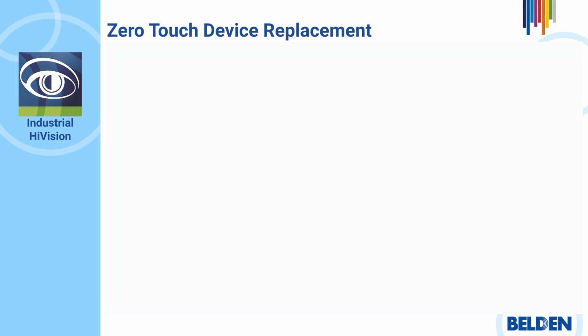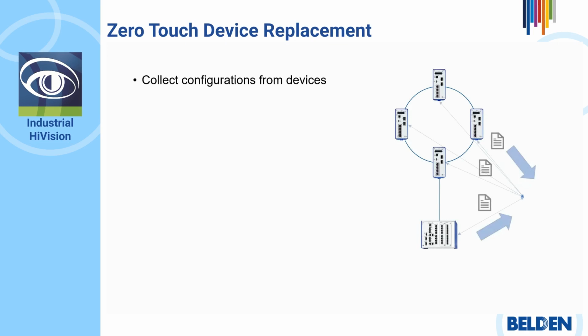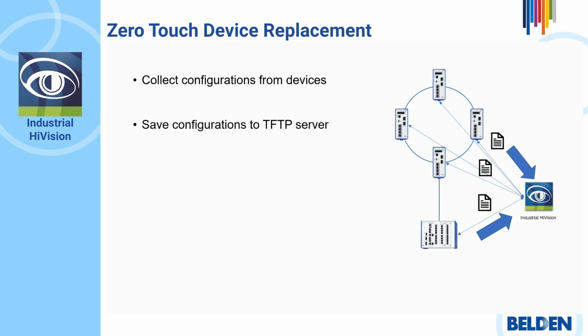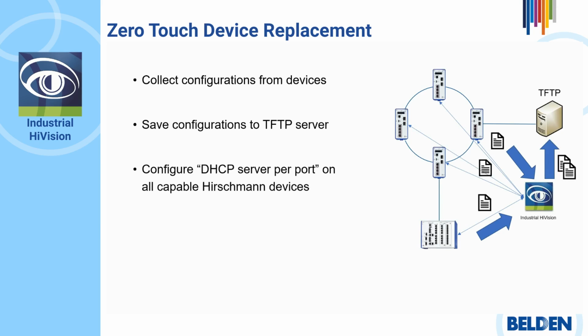After you install devices in your network, you need to collect the configurations from the devices, save them to the TFTP server, and set up the DHCP server on the neighboring devices. On HiOS devices, when saving the configuration on the device, you can set up a device to also save its configuration to the TFTP server.